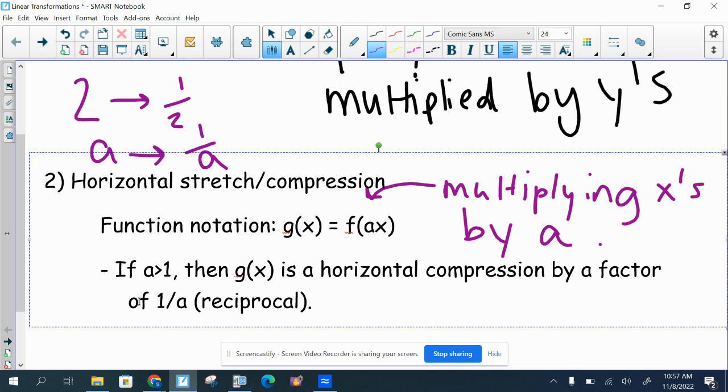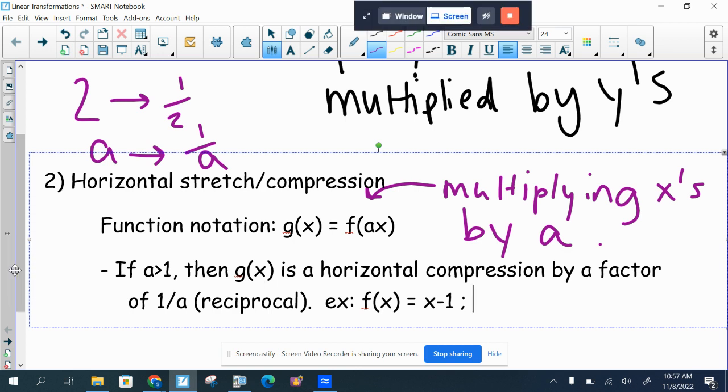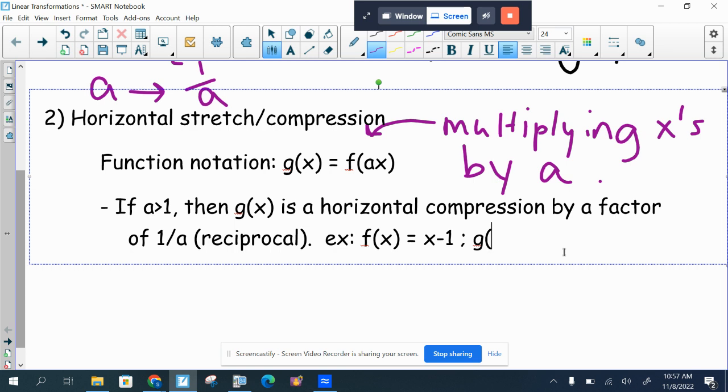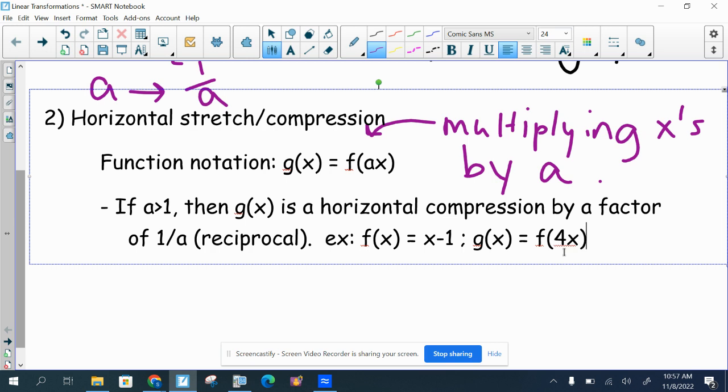Okay, let's look at an example. So here's your example. f of x equals x minus 1, and your new function g of x is f of 4x. So 4 is greater than 1. First step is we are going to find what the new g of x function is. Instead of what we did yesterday, when we multiplied the entire equation by 4, today we're only multiplying the x by 4.